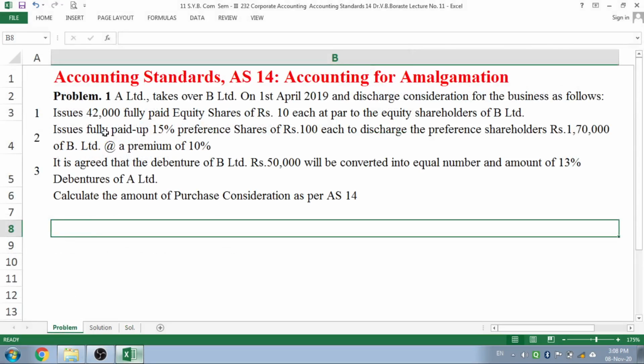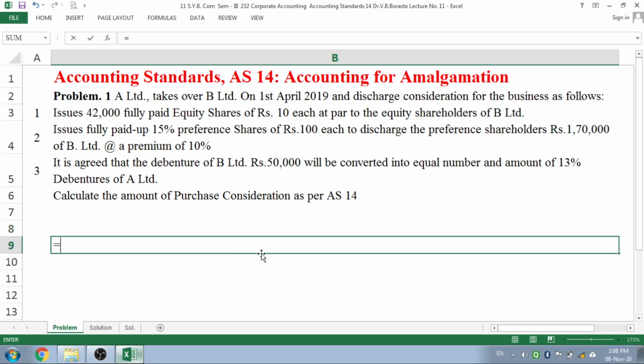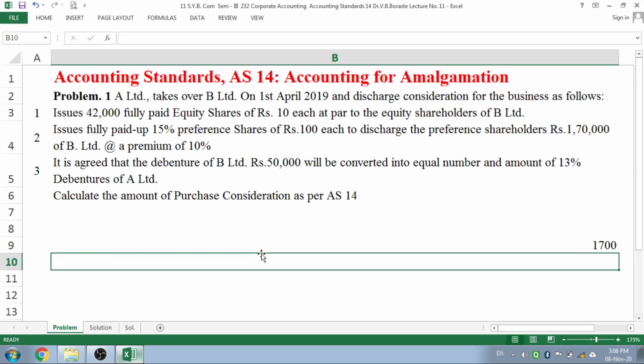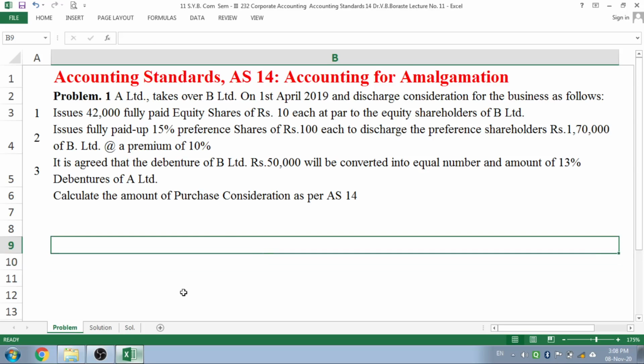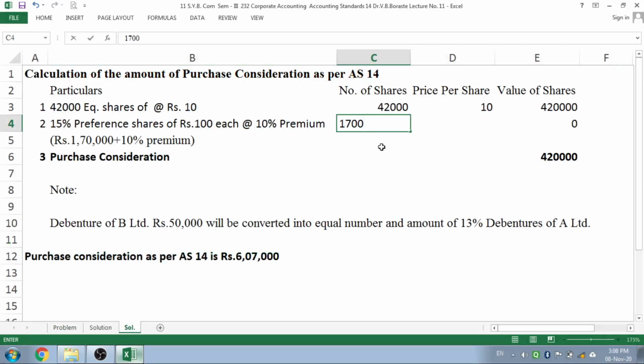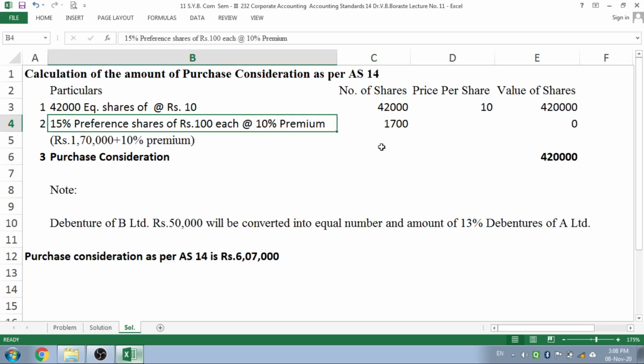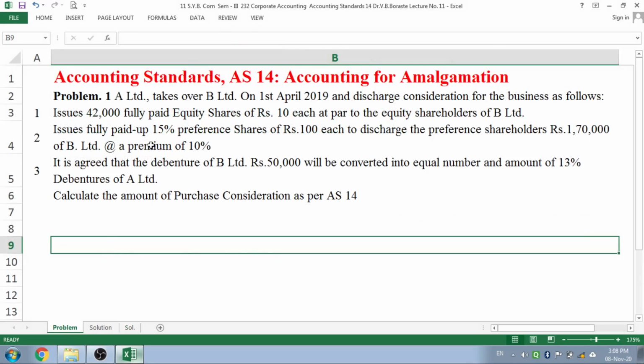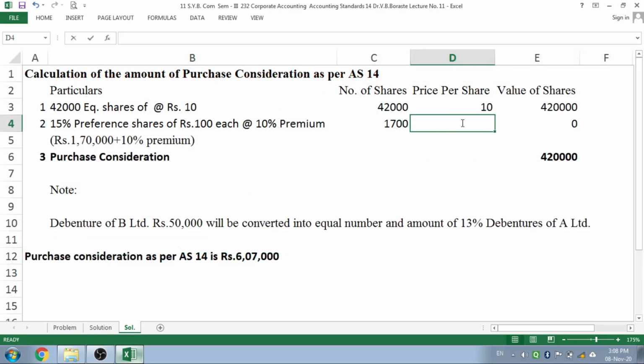Another part is issue fully paid 15% preference shares of rupees 100 each to discharge the preference shareholders of rupees 1,70,000. As I mentioned earlier, we can calculate the total number of shares by dividing the value of shares, that is 1,70,000 divided by 100 equals 1,700. So the total number of shares will be 1,700 and the value per share is rupees 110, because it is clearly mentioned that the preference shareholders should be paid at a 10% premium. That means 100 plus 10%, that is 100 plus 10. So the value per share will be 110.